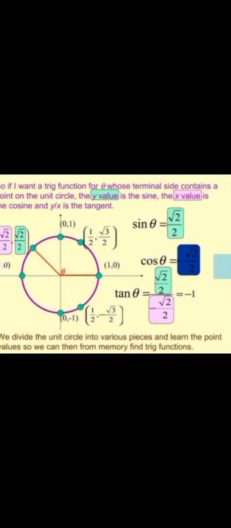Sin theta is equal to square root of 2 over 2. Is the unit circle divided into 8 pieces? Can you figure out how many degrees are in each division? Sine of 225 degrees is equal to negative square root of 2 over 2.